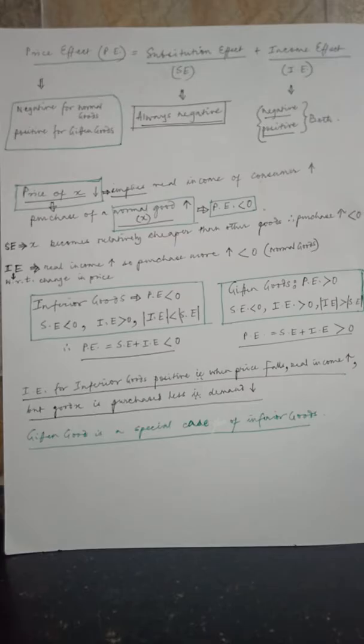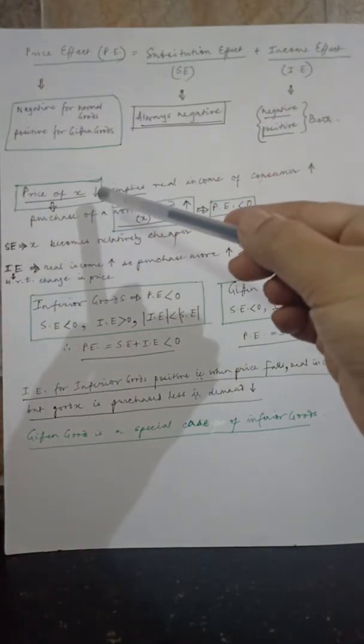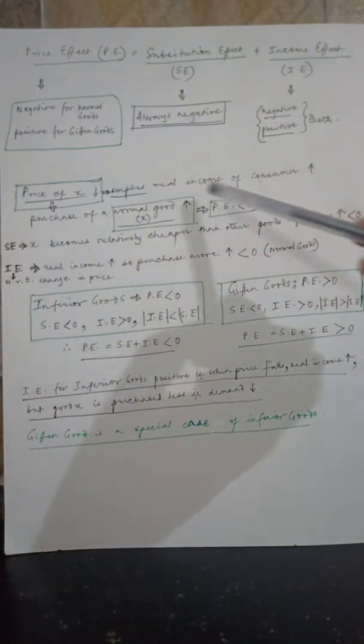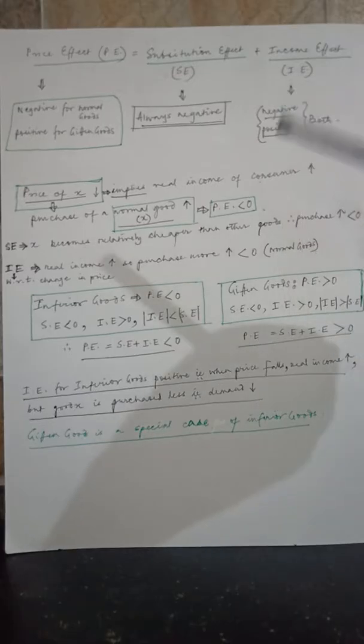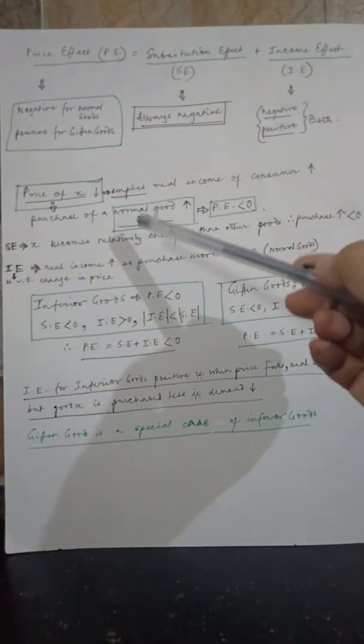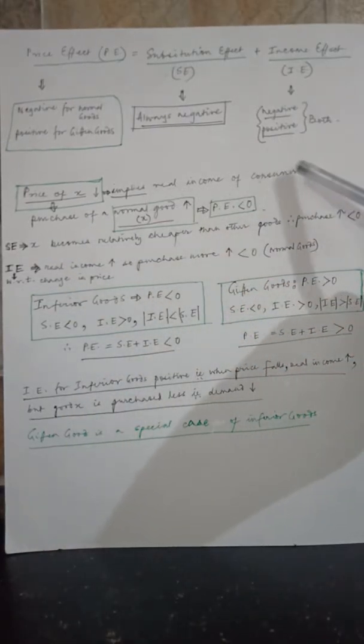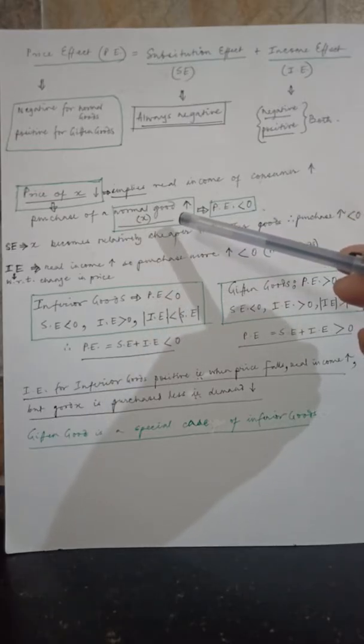Now, say X is the particular commodity in question. When the price of X is decreasing, in my example, it implies that the real income of the consumer has increased. So the purchase of a normal good will increase because real income has increased, purchase of the normal good will increase.